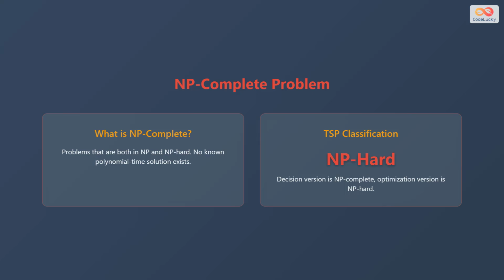The traveling salesman problem is a famous example of an NP-Complete problem. NP-Complete problems are problems that are both in NP and NP-hard. In simple words, it means that while a solution can be quickly checked for correctness, finding the solution in the first place is very difficult. Specifically, the decision version of TSP is NP-Complete, and the optimization version is NP-hard. This is why finding the optimal solution becomes incredibly hard as the number of cities increases.